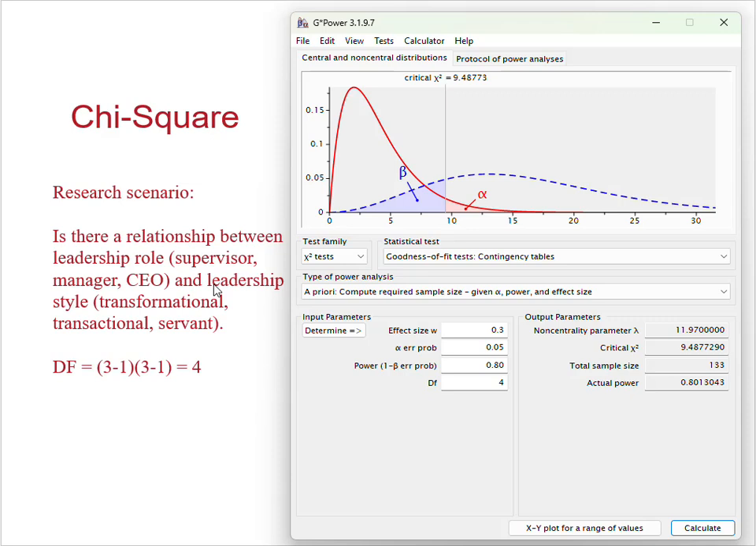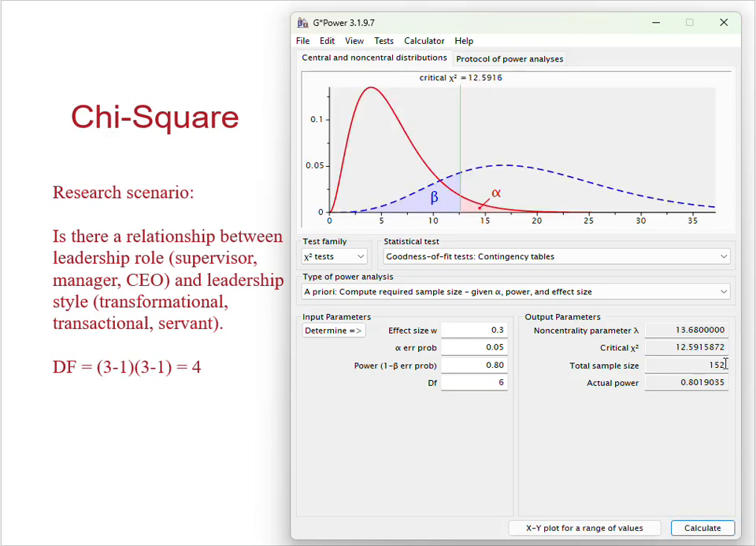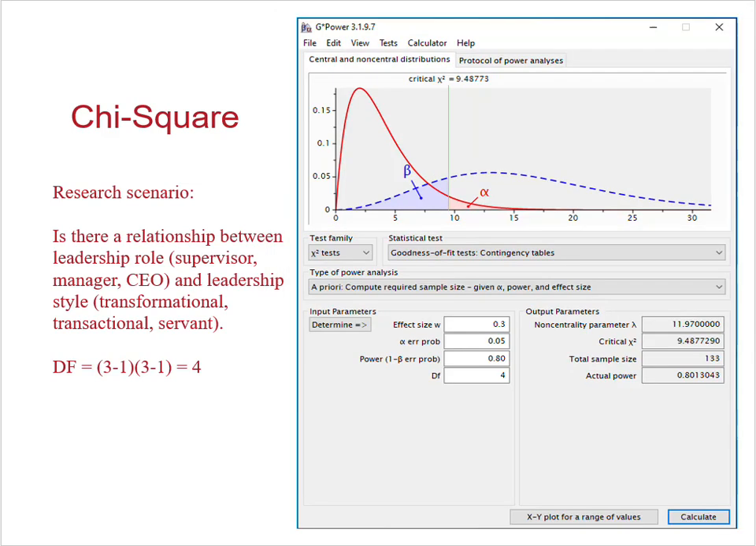So just keep in mind, depending on your number of groups in each of your categorical variables, it could really make for a relatively bigger sample size. So for example, if you had 6, you're going to get up to 152. Now that's not a huge sample size, but depending on the population you're sampling from, it could be kind of big. All right, so how do we write this up?